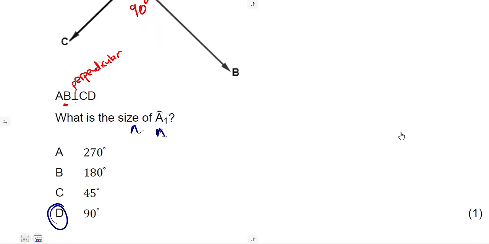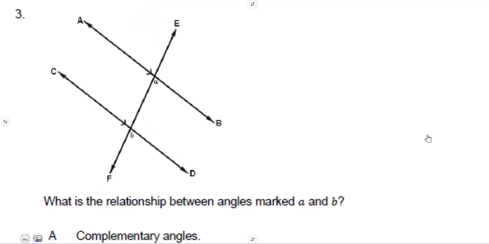Okay, so let us move on to question 3, where we are given lines that are parallel. As we can see, this is AB, this is CD, this is E, this is F. And there we are given this condition, parallel. And there is angle A and angle B here. AB is parallel to CD. These two lines are parallel to each other. So the question was, what is the relationship between angles marked A and B?